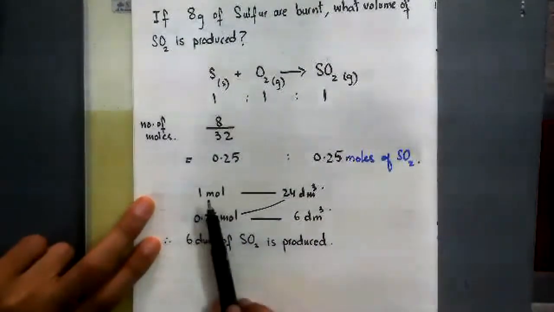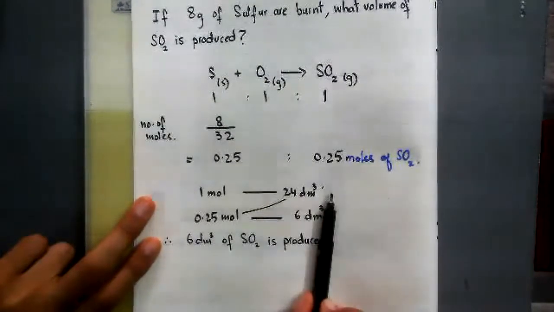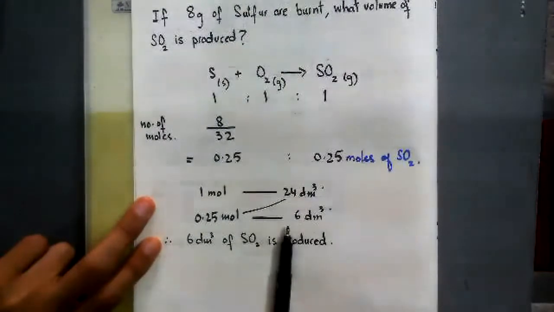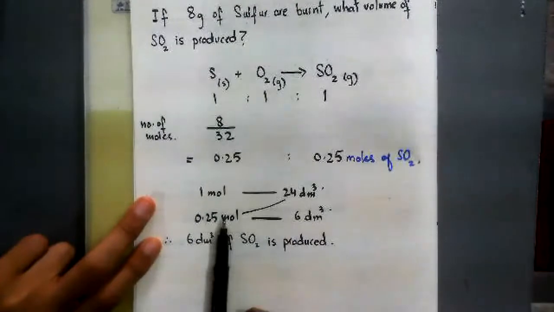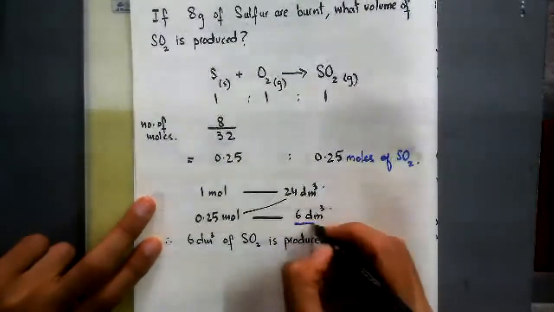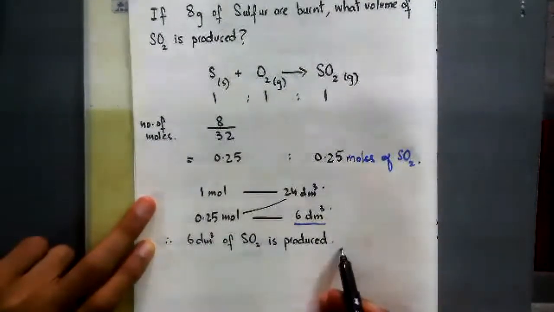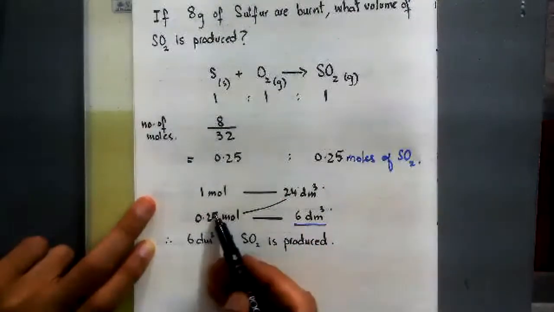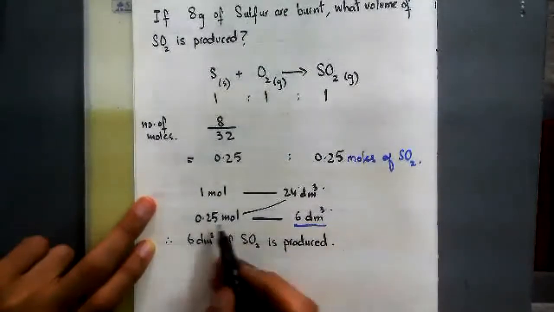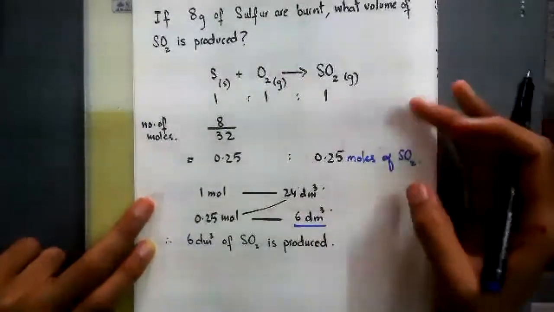So according to Avogadro's law, 1 mole has a volume of 24 dm cube. Then 0.25 moles will have, just multiply the number of moles by the molar volume, and you will get the total volume of the gas produced. Therefore, 6 dm cube of sulfur dioxide is produced. Again, I'm using the ratio method, cross multiplying and dividing by 1. Simple. So 0.25 multiplied by 24 is 6 dm cube of sulfur dioxide. Is there any question regarding this?